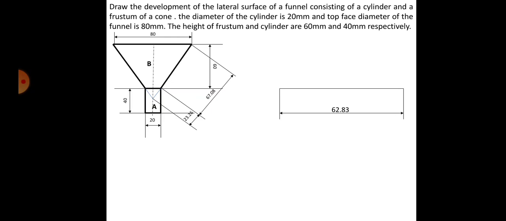Okay, so I will leave it to you. When you submit the assignment, you can tell me how you got this 62.83. And the height of that is how much? 40. So this will not change, isn't it? So height is 40. This length is 62.83.